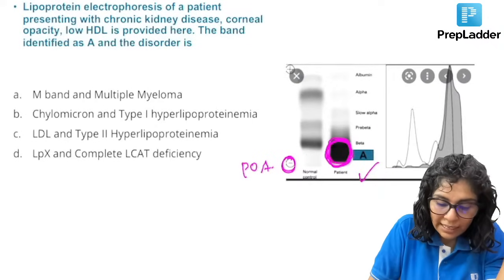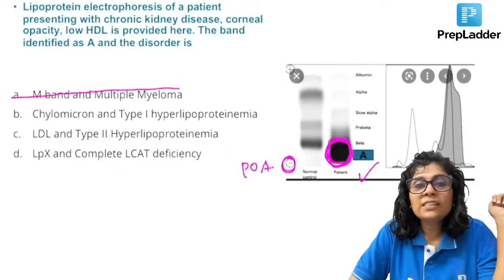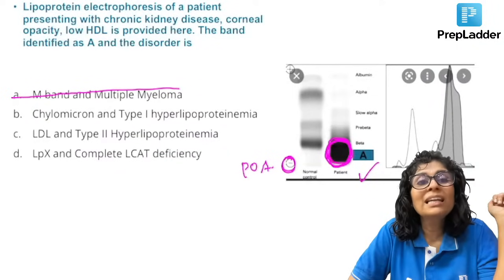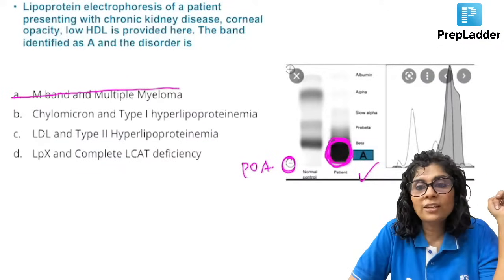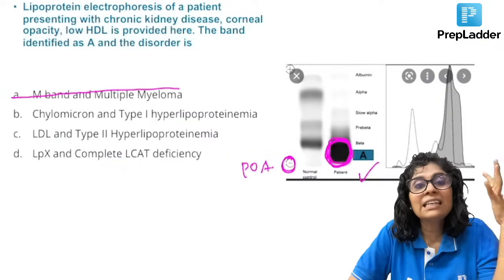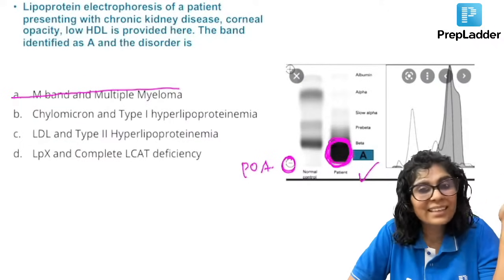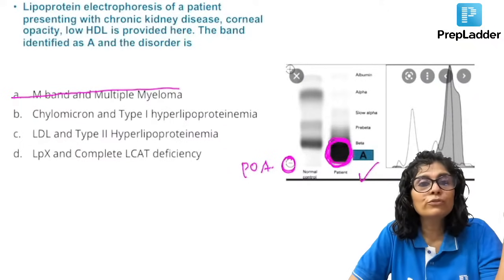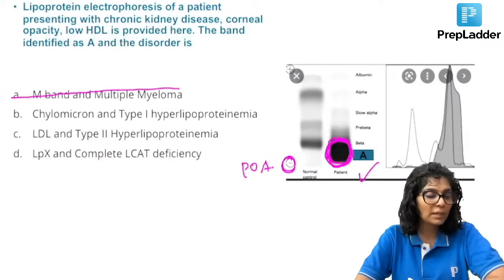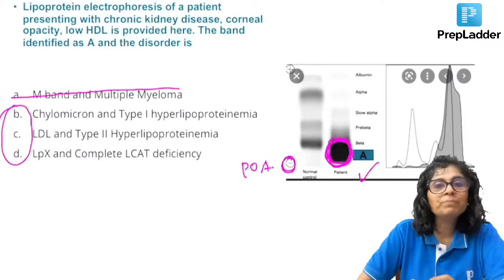I would first exclude M band or multiple myeloma. I will not see M band or multiple myeloma on lipoprotein electrophoresis, because in lipoprotein electrophoresis, I would stain it with oil red O, which stains only lipids, right? It is not going to stain my protein. It's lipoprotein electrophoresis. So this is not M band or multiple myeloma. Okay. So now I have 3 choices.